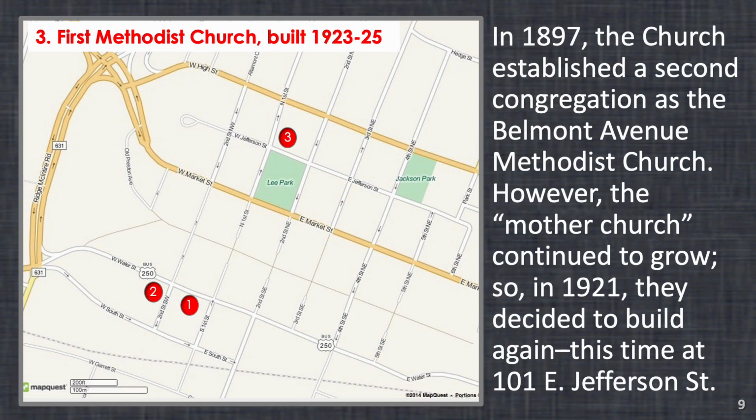In 1897, First Church established a second congregation in Belmont as the Belmont Avenue Methodist Episcopal Church. That frame building was torn down after construction of the Hinton Avenue Methodist Church in 1909. This created a temporary decline in First Church membership, but the mother church recovered quickly and continued to grow. So, in 1921, First Methodists decided to build again, this time at 101 East Jefferson Street.